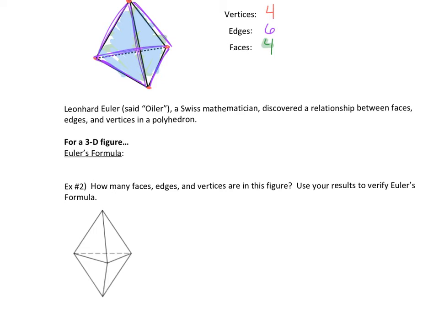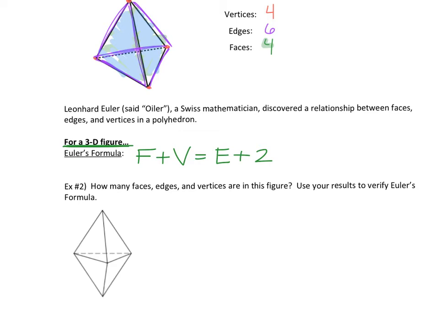Anyway, he found a relationship between these 3 things in every polyhedron, okay? So there's 2 formulas he came up with. One is for a 3-dimensional figure, and one is for when we make a 3-dimensional figure a net, okay? So here's the first formula. When it is a 3-dimensional figure, we do faces plus vertices equals edges plus 2. Pay attention. All right, so faces plus vertices equals edges plus 2 is your formula, okay? Super simple.